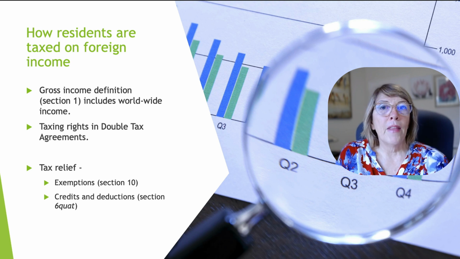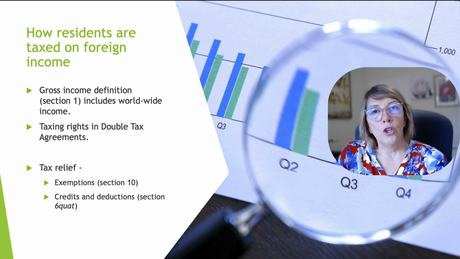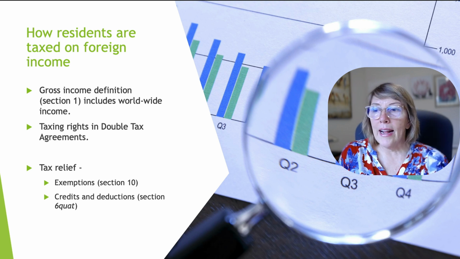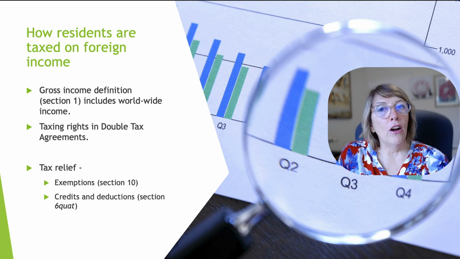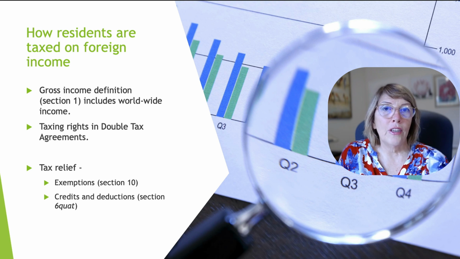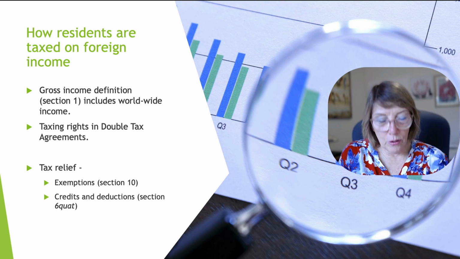But apart from any intervention from a double tax agreement, the point of default is that if you are a resident here, you need to think about your worldwide income, and potentially that is what you're going to get taxed on. But there are some exemptions in Section 10, which we'll come to. For example, dividends. There are also certain exemptions for interest, although be careful because it only applies to certain types of interest.